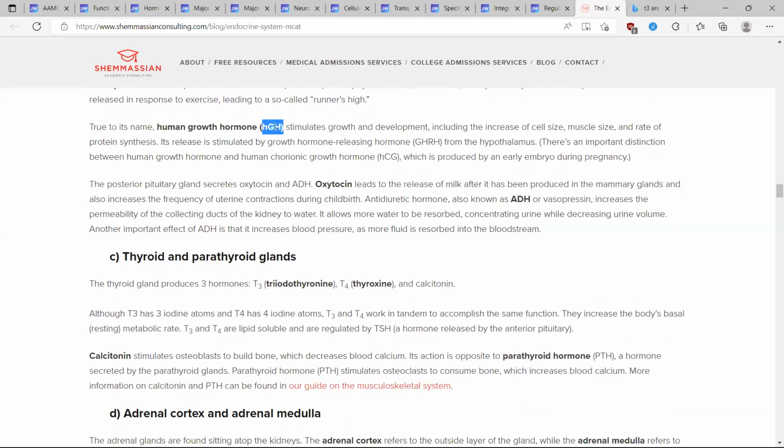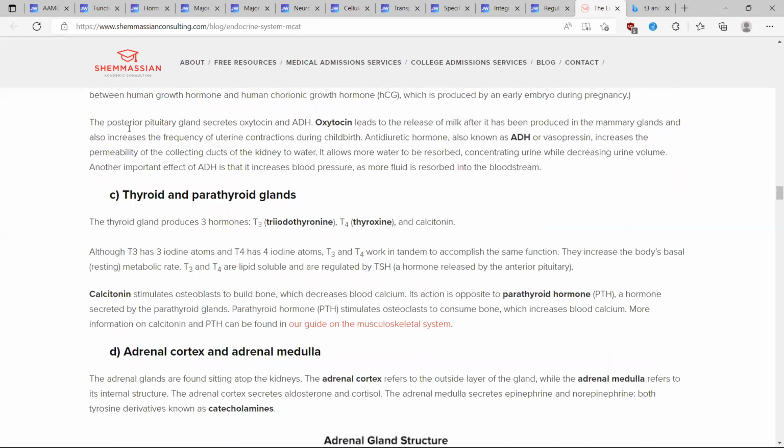I don't remember if we talked about this or not, but human growth hormone comes from our anterior pituitary. Now we're done with the anterior pituitary. Now we have the posterior pituitary, secreting two things, oxytocin and ADH. We just said that oxytocin leads to the release of the milk after it is produced in the mammary glands, and it also increases the frequency of uterine contractions during childbirth. Another example of positive feedback.